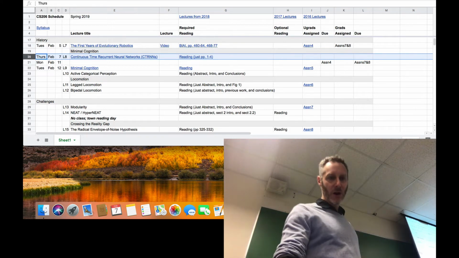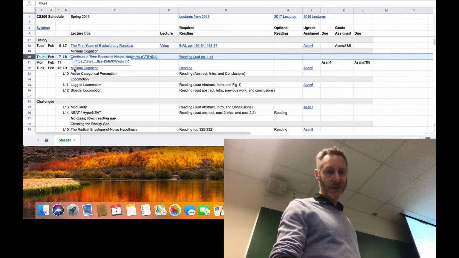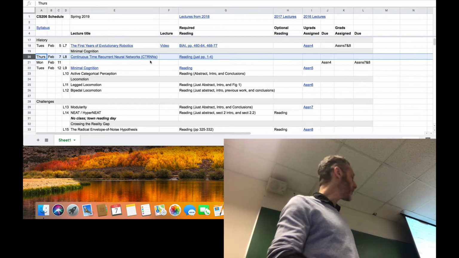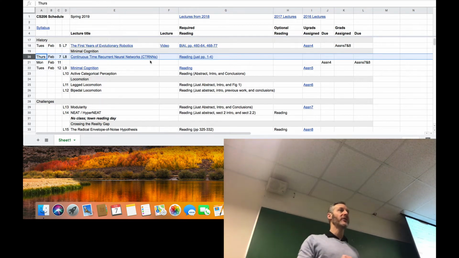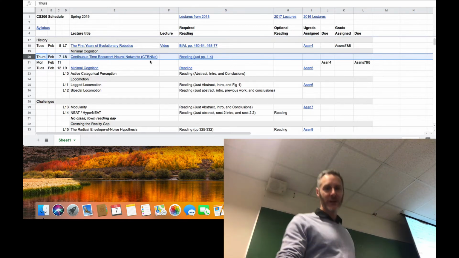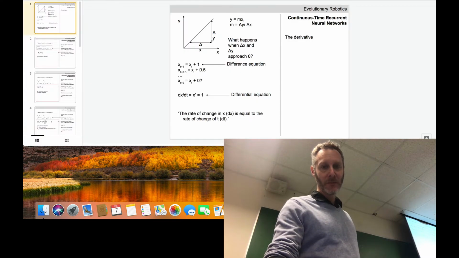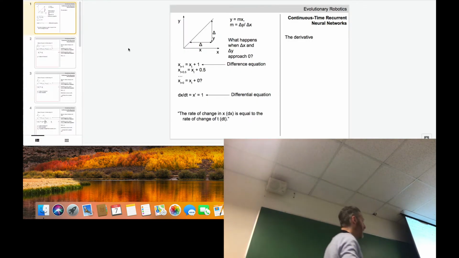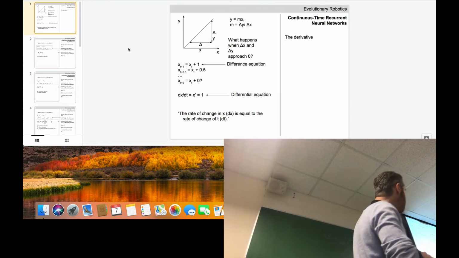Before we talk about those in lecture 9, we're going to talk about a particular kind of neural network that was used for these experiments, which is definitely not minimal. It's a continuous time recurrent neural network. And unfortunately, to talk about CTRNNs, we're going to have to do a little bit of calculus. This is the only calculus you're going to see in this course, so bear with me. All right, back to high school.